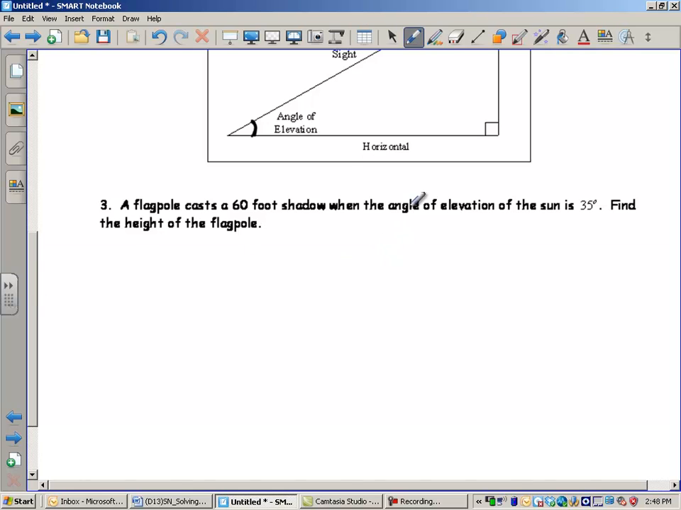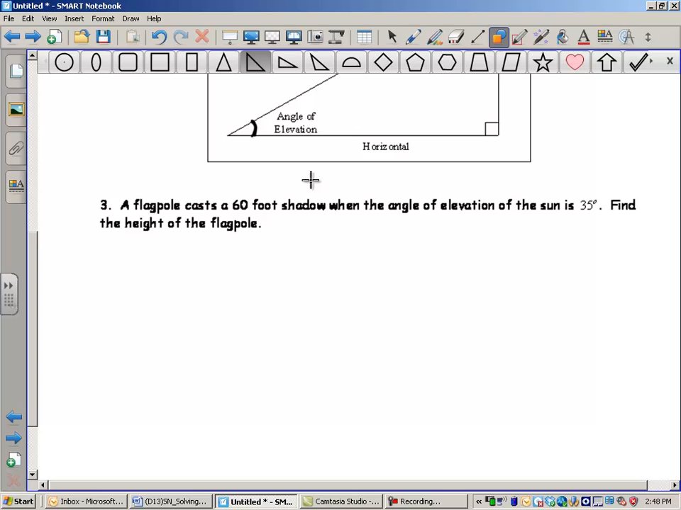Anyway, all right, so let's go work the last problem here, and we'll be done for this video. A flagpole casts a shadow that is a 60-foot shadow when the angle of elevation of the sun is 35 degrees. And I'm not going to grab this. I don't think I've got one that will draw the triangle the way it is here. So I'm just going to freehand this one.